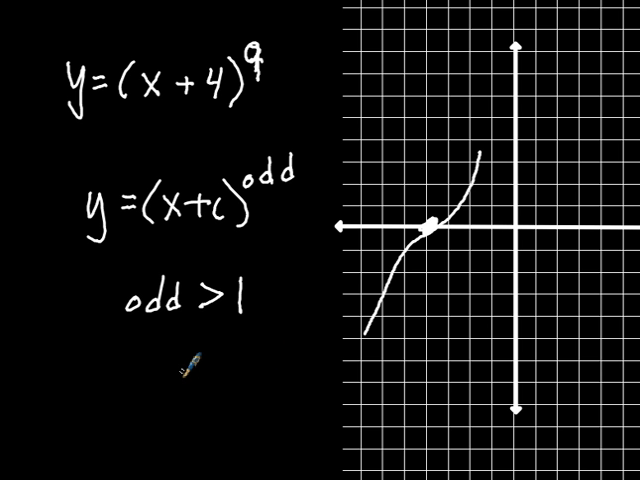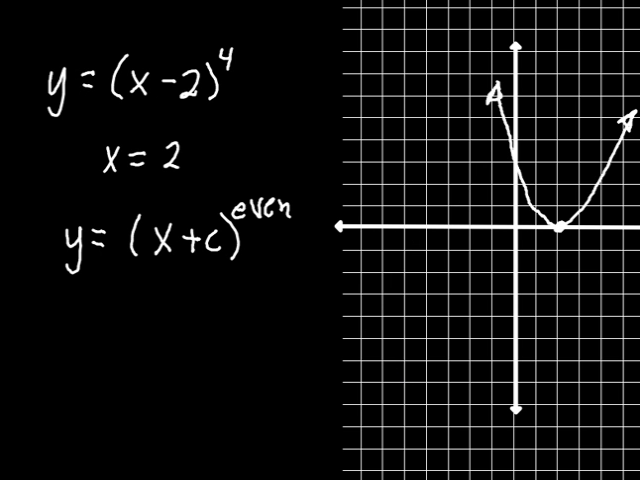In the next part of the video, we're going to talk about how this odd function seems to start in the third quadrant, whereas these even functions seem to start in the second quadrant. And we'll talk about that a little bit, and exceptions to those rules.